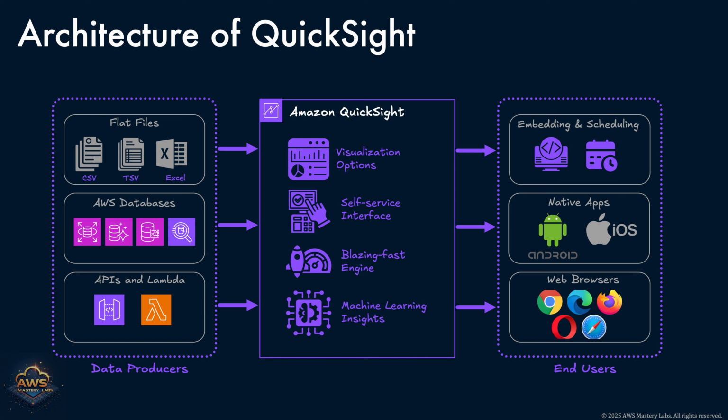And with built-in machine learning insights, QuickSight can automatically highlight anomalies, predict future trends, and suggest actionable intelligence, giving you a deeper, smarter view of your business landscape. On the right, QuickSight ensures that these insights reach your end users in the ways that make the most impact.